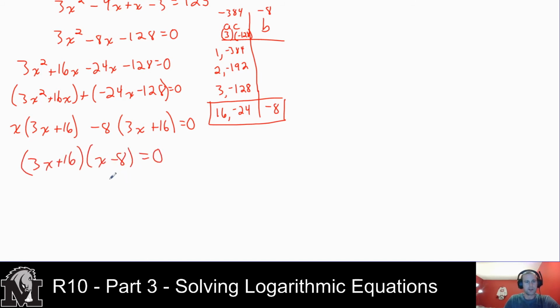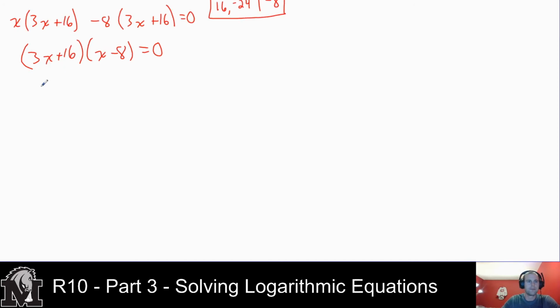So 3x plus 16 and an x minus 8, when they multiply each other, equals 0. So when we have two things multiplying to equal 0, either the first thing is equal to 0 or the second factor is equal to 0. So 3x equals -16, x equals -16 over 3, or x equals 8. And these are my two solutions.